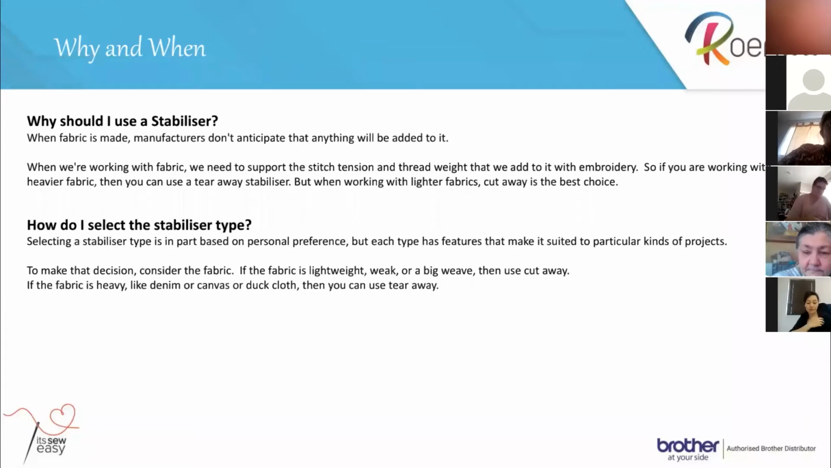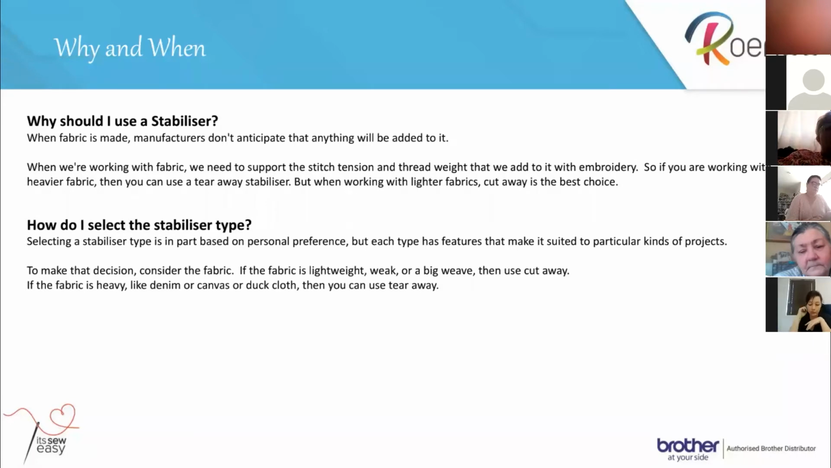Like I said earlier, manufacturers don't anticipate us adding anything to our fabrics, and that's why they created these stabilizers. It is important to support the stitches of your embroidery design within your fabric. Thread adds weight to your fabric, so we need to support that weight.